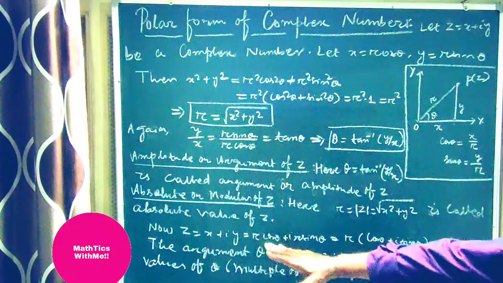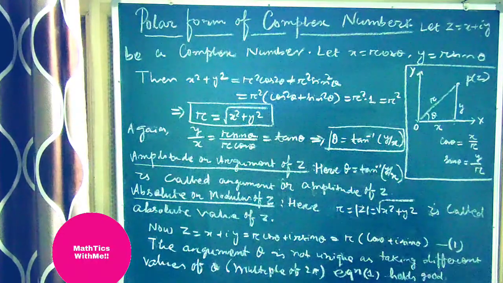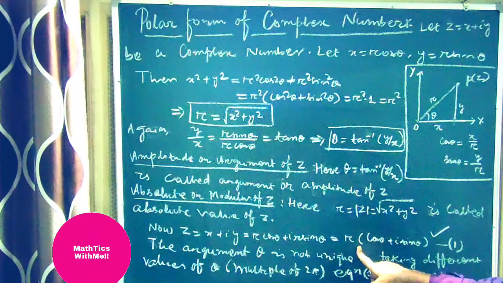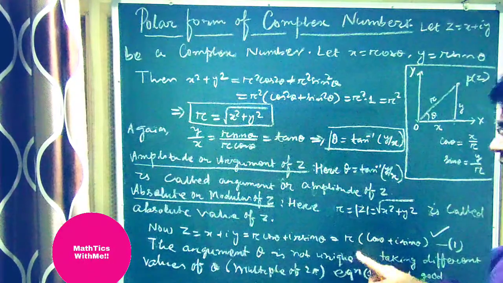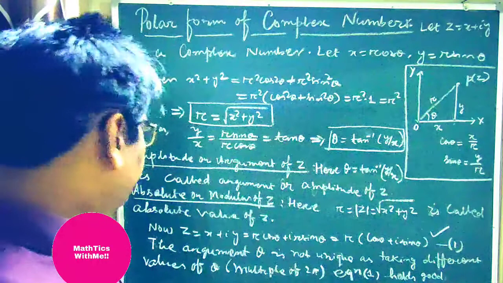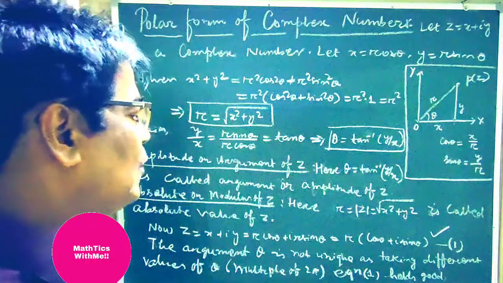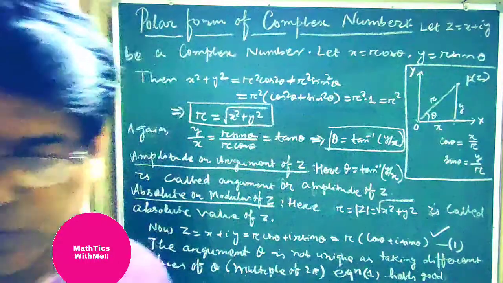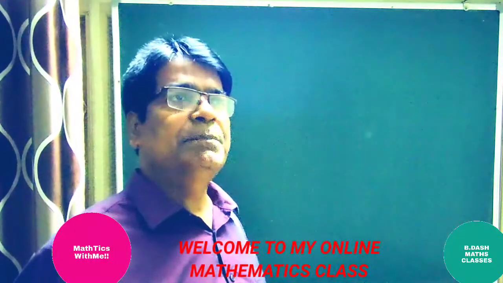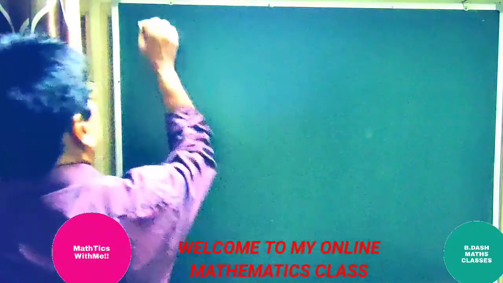Now z is equal to x plus iy, which is r cos theta plus i r sin theta. Taking r common, z is equal to r into cos theta plus i sin theta. So this is the required polar form of the complex number. Here the argument theta is not unique, because if we take different values of theta, multiples of 2 pi, then equation 1 holds good. Now principal value of argument z.